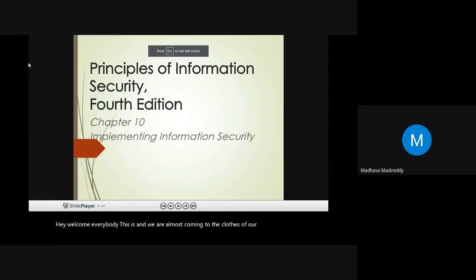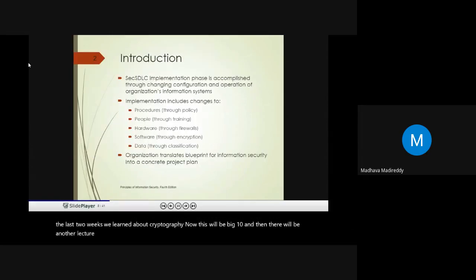This is week 10, and we will be looking at the implementation of information security. In the last 2 weeks, we learned about cryptography. Now this will be week 10, and then there will be another lecture. The implementation phase is primarily accomplished through changing the configuration and operations of organizational information systems. So that means putting things in place.